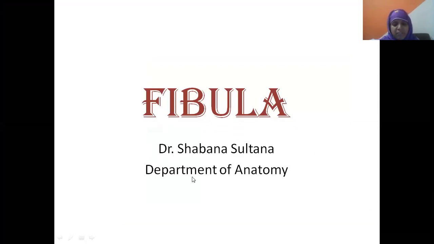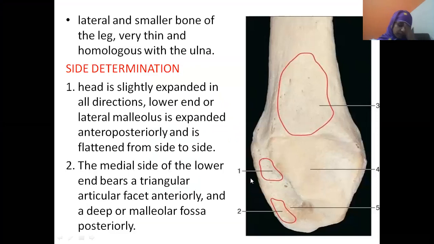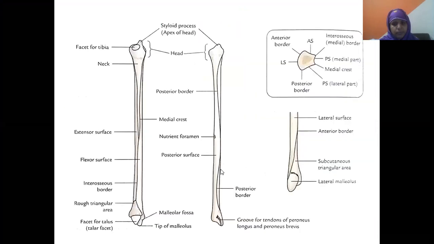Okay, so we are going to discuss fibula today. So fibula is medial bone or lateral bone?